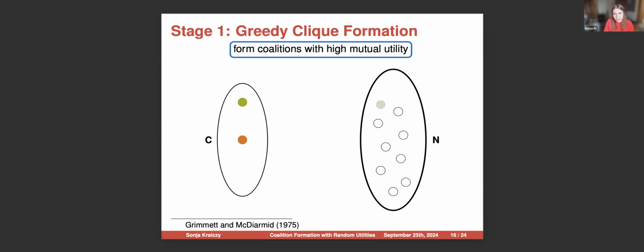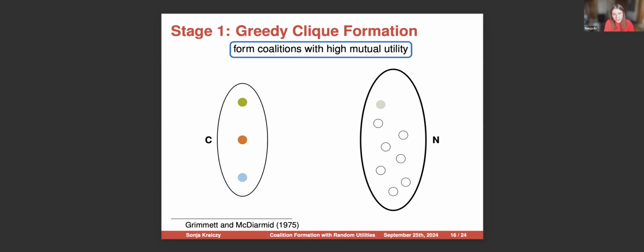And so green joins. And now for gray, both green and gray and orange and gray have to like each other. For green, that's the case, but for orange, not. So gray is rejected. Now, blue actually is going to be added. And so you keep going and eventually you can't add anyone. And then what the algorithm does is recurse on the set of the remaining agents. And we adapt this algorithm because we want all of our coalitions after stage 1 to have exactly equal size.